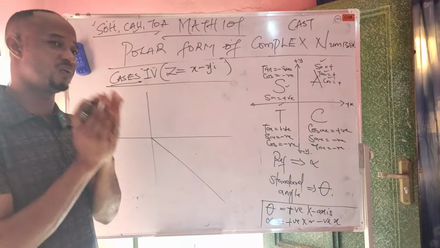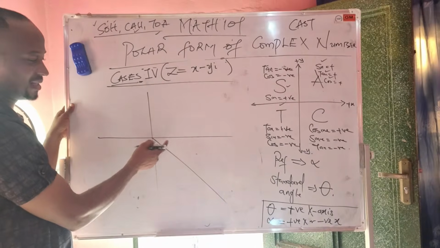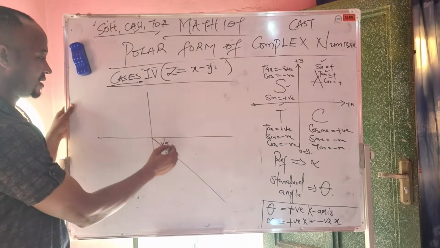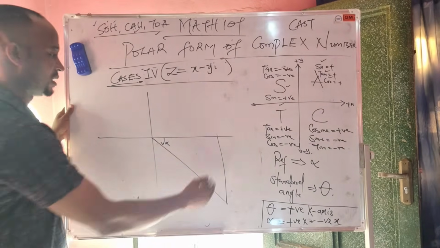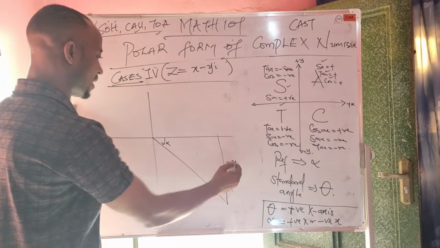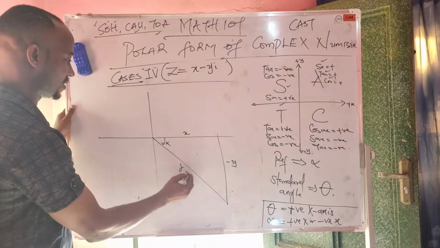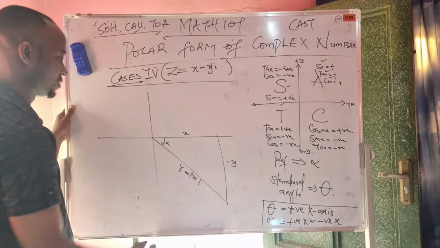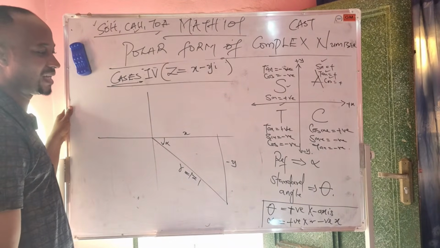Reference angle is the angle the x-axis makes with the hypotenuse line. This is the x-axis, so this is my reference angle. Then I can complete my right angle triangle this way. Here we have minus y. Here we have x. Here we have r, which equals the modulus of z. Then how do we find our directional angle or standard angle?